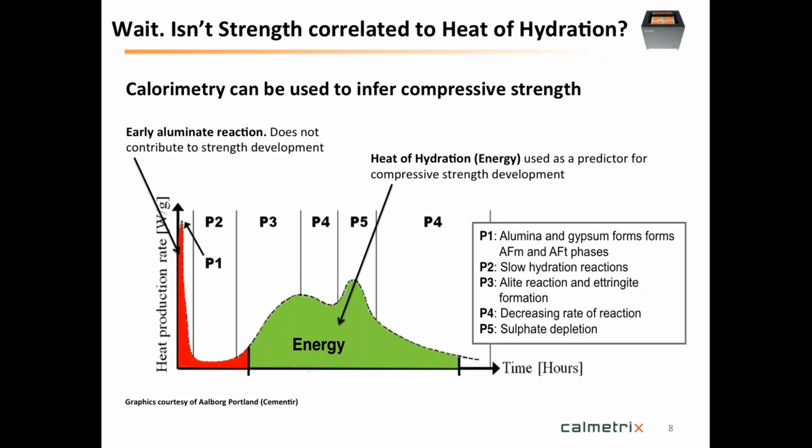Then you get to the dormant phase as you go down, which is sort of where your reaction calms down. And all the way until you get to initial set, this is a part that has nothing to do with strength building. So if you want to do a proper correlation between heat of hydration and compressive strength, you would eliminate that part. All the part that's shaded in red, we don't count. Everything that comes later, that's in green, that's the actual heat of hydration that you take into account when you want to calibrate or correlate it to compressive strength.